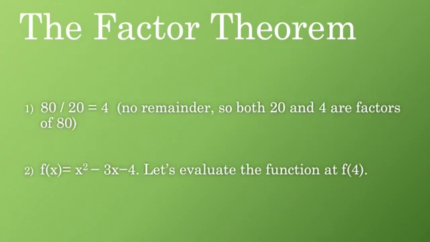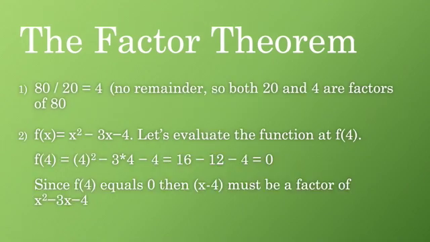The factor theorem is easier to see with an example. Let's start off simple. Consider the following problem. 80 divided by 20 equals 4 with no remainder. This means that both 20 and 4 are factors of 80. This easily checks. 4 times 20 equals 80.